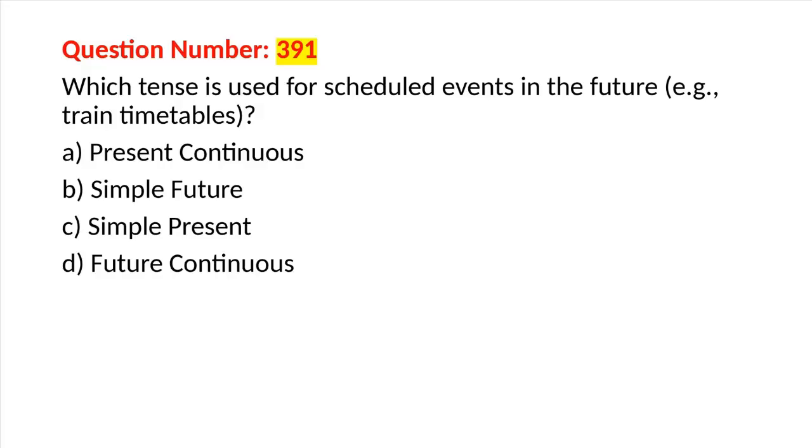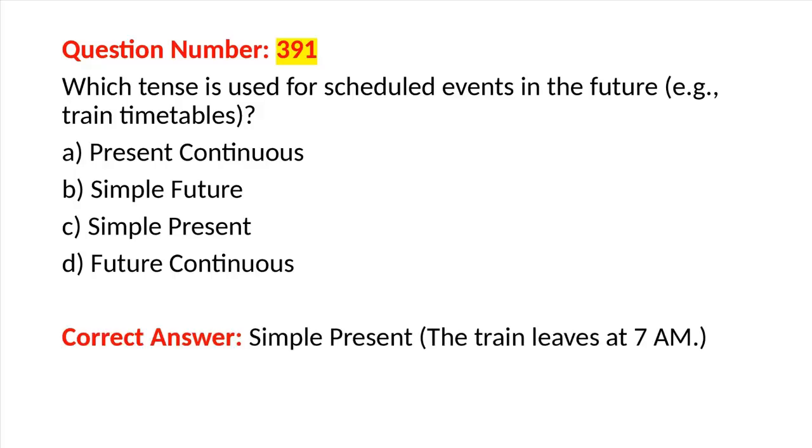Question number 391. Which tense is used for scheduled events in the future? Example: train timetables. A. Present continuous. B. Simple future. C. Simple present. D. Future continuous. Correct answer: simple present. The train leaves at 7 a.m.